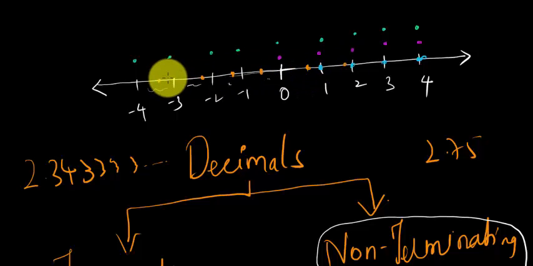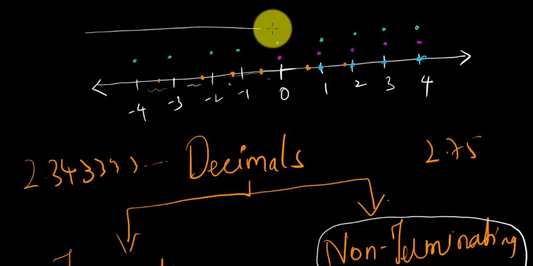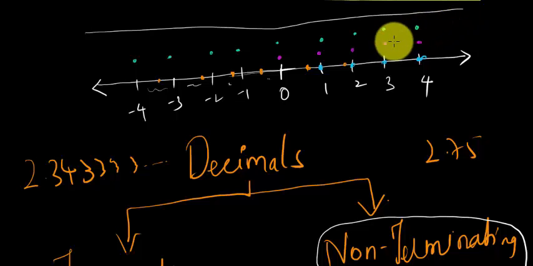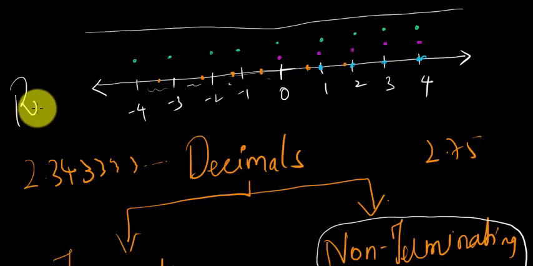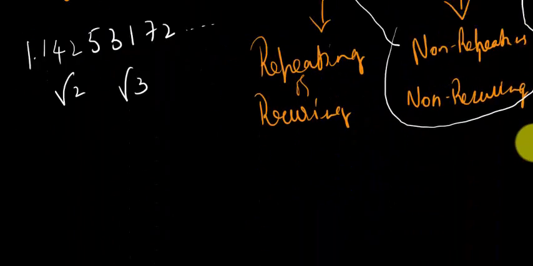Barring all these things, the remaining will be my rational numbers. Getting me? All these put together, your rationals and irrationals, everything put together becomes your real numbers. So this entire line is the real numbers, and that's why this is not just called a number line. This is actually called a real number line.